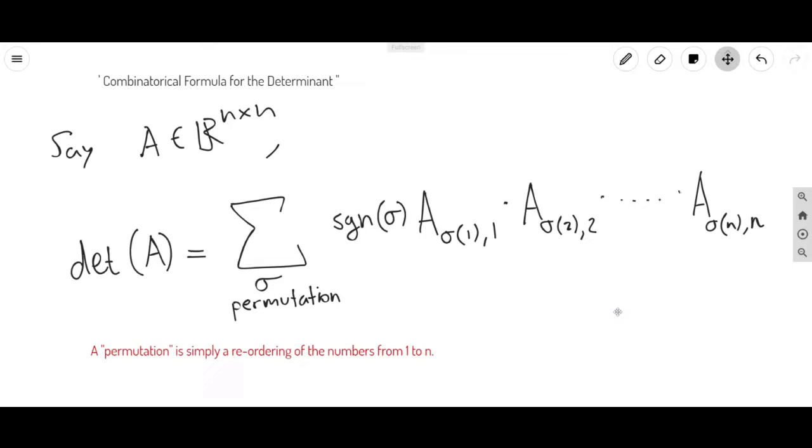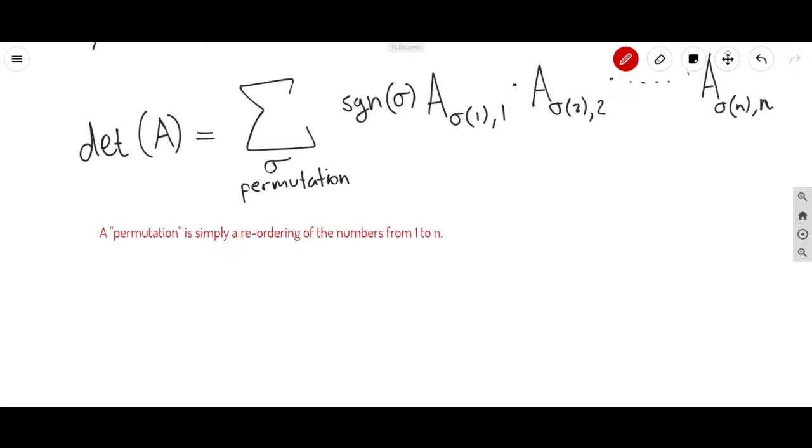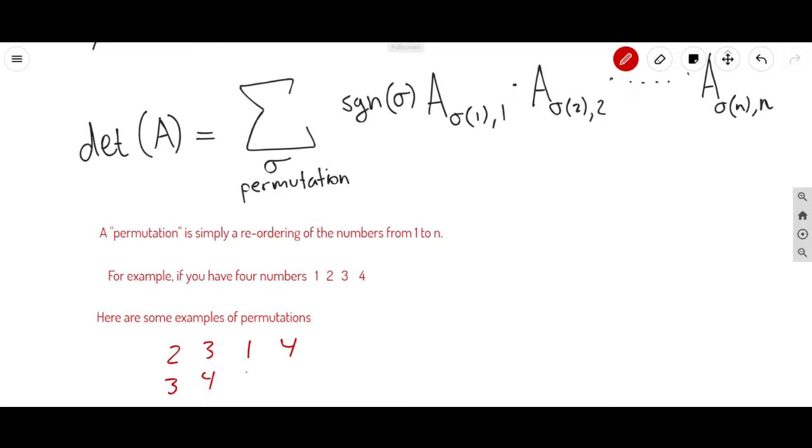And that's really what you're doing. So for example, if you have 4 numbers, 1, 2, 3, 4, then here are some examples of permutations. You have to reorder this. Like you can write, for example, 2, 3, 1, 4. That's one order. Another type of order you can have is 3, 4, 2, 1. That's another way you can write it. Okay, and you have others.